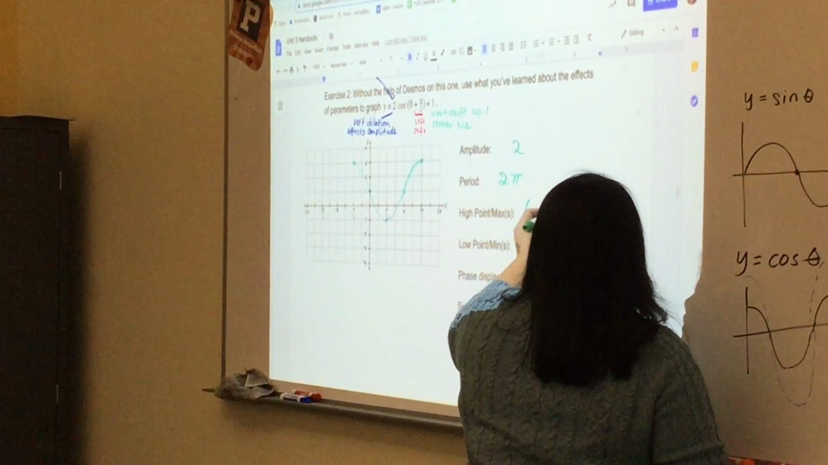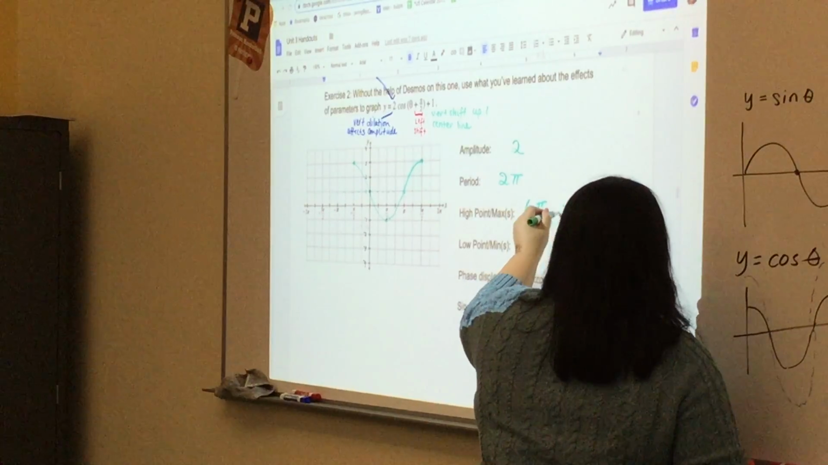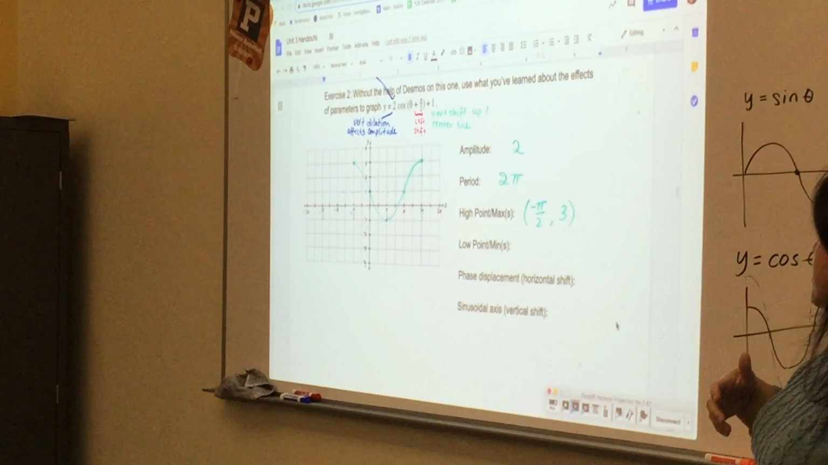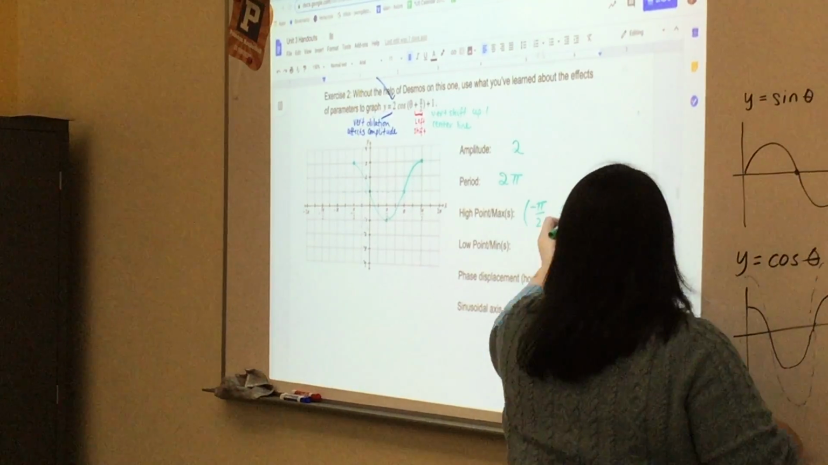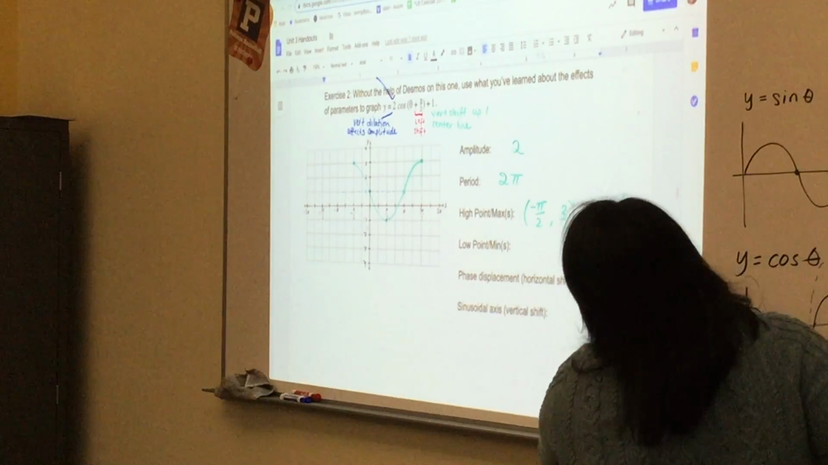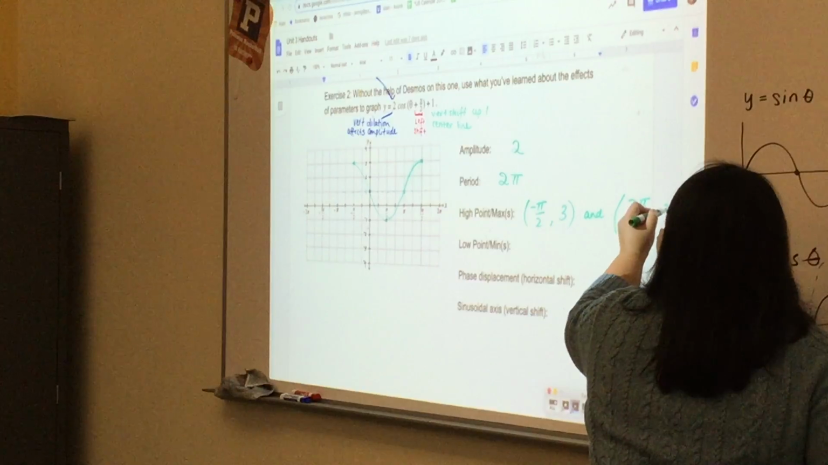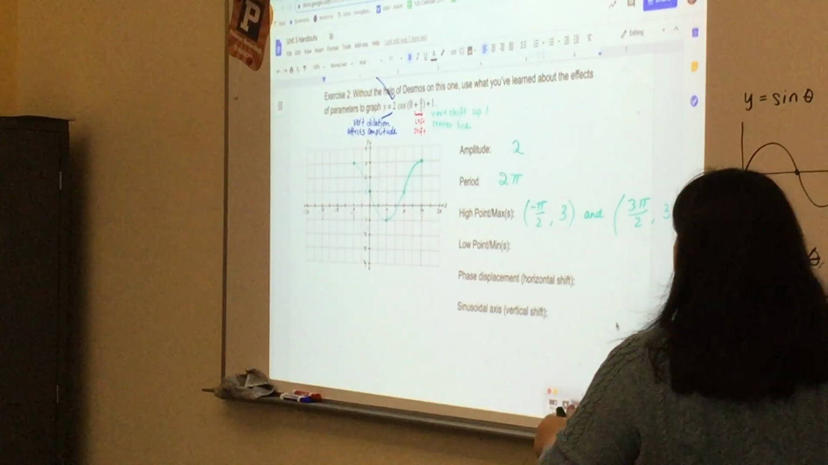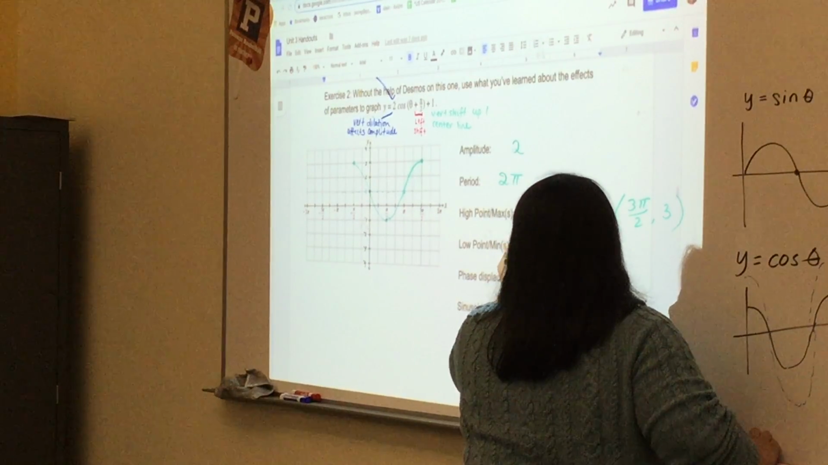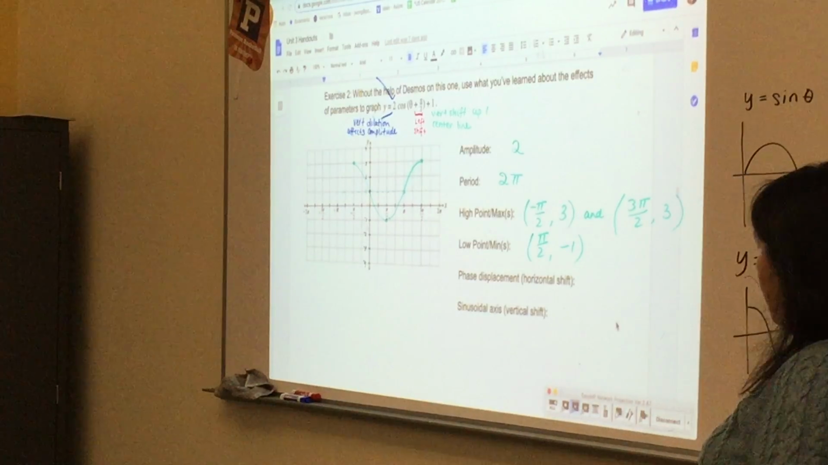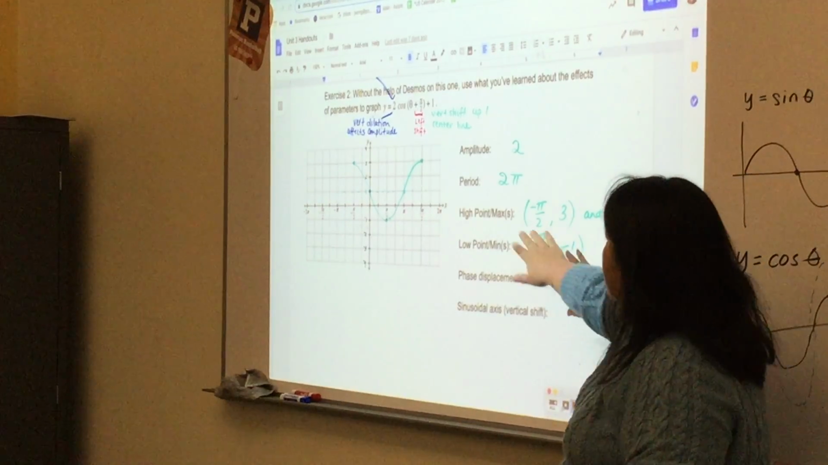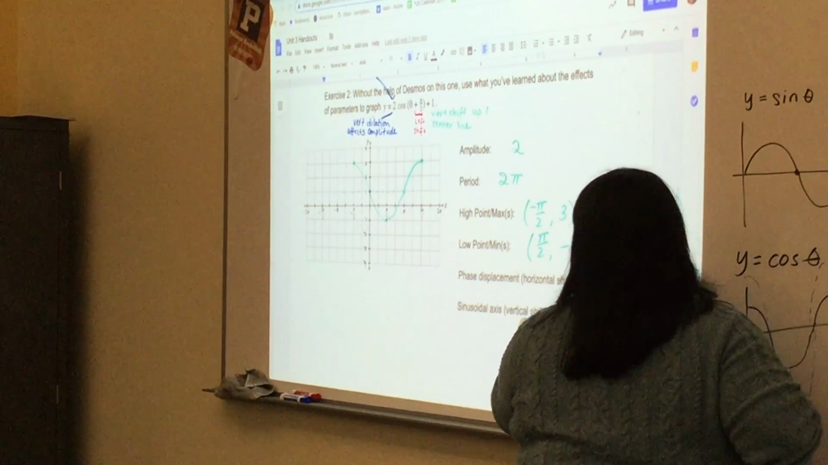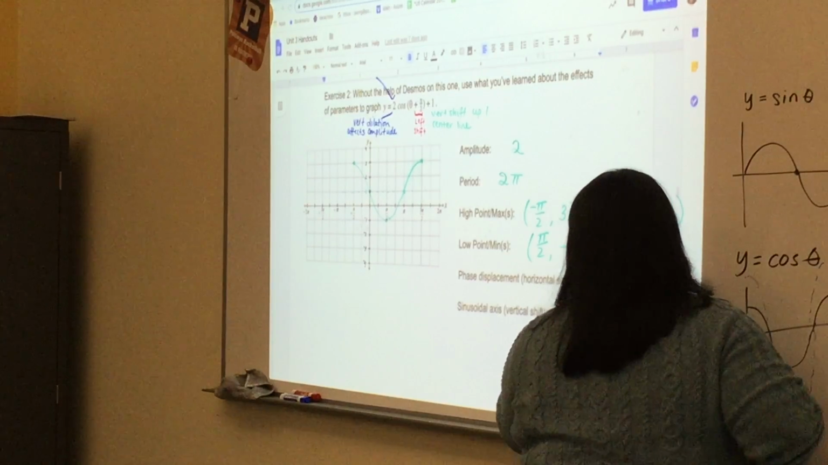Maximums? Negative pi over 2, 3. Comma 3, great. So we just kind of look at the graph, right? It's not that you have to be able to calculate the max in your head based on the equation. We're just looking at the graph, okay? And 3 pi over 2, comma 3, good. So 2 maximums for cosine in one cycle. Minimum, pi over 2, negative 1. And then I think we kind of answered these. So our horizontal shift we know was left pi over 2. And I know our axis was up 1, or you could say y equals 1.